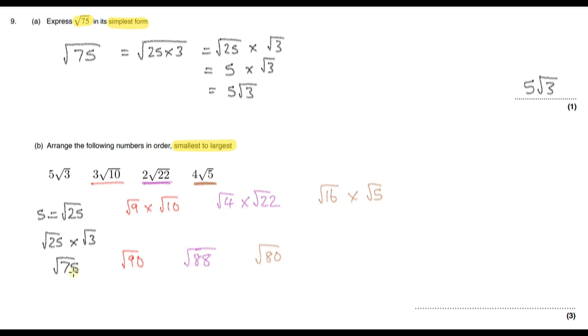And now we've got them all in this form, it's much easier to see which one is the smallest, which one is the largest. So smallest, this is going to be this one over here. Now remember to write it in this form, because this was what the question was in. So we've got 5 root 3, and then the next smallest is this one. So it's going to be 4 root 5. And the next smallest is this one. That's 2 root 22. And then number 4, the biggest one, is root 90, which is 3 root 10. 3 root 10, and we are done.